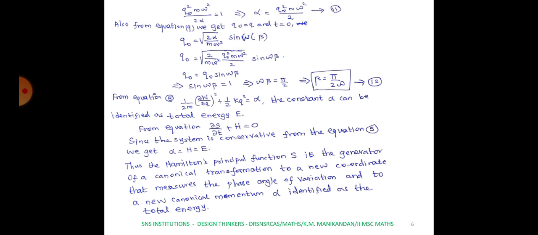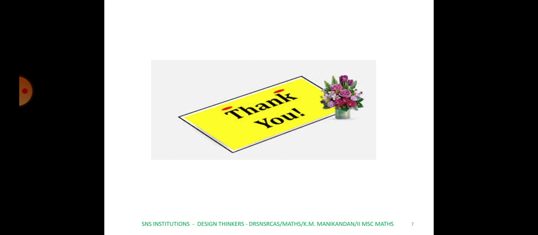So this is the result. Harmonic oscillator problem. From the harmonic oscillator problem we have found out the constants alpha and beta.